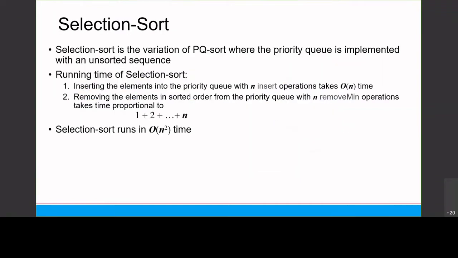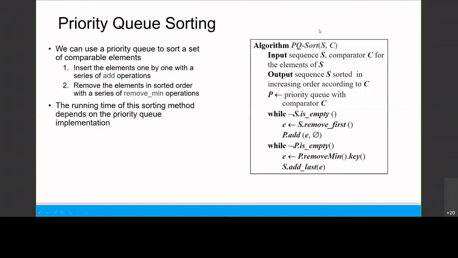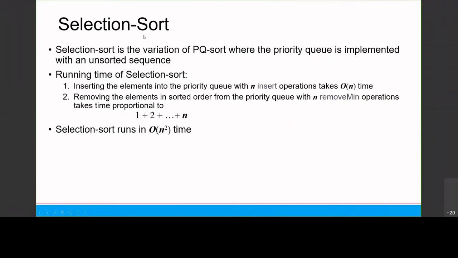So the selection sort with the previous one, with this one, this is the sort. PQ sort means the priority queue sort, and we call this one the selection sort. Selection sort is the variation of PQ sort where the priority queue is implemented with an unsorted sequence. So we do not do the sorting the first time. We just insert, and then at the end we remove the minimum, and then we do the sorting.